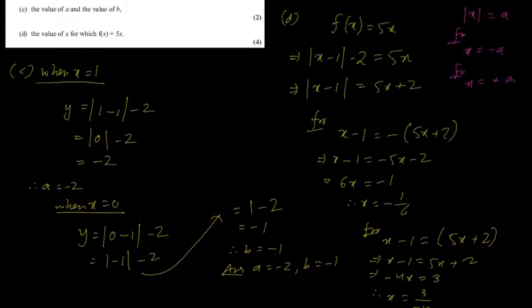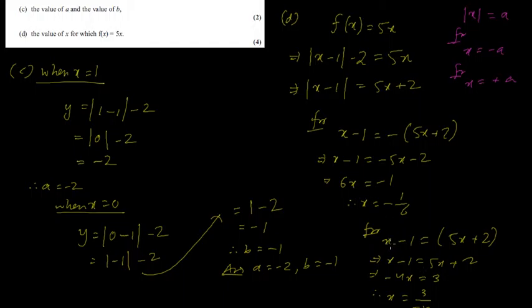Now we found two values of x. One is minus 1 by 6, the other one is 3 by minus 4, or minus 3 by 4. But the question is, they told us to find the value of x. Now this is often the case. They tell us to find the value. So in order to know which one of the two would be our value, we have to check.